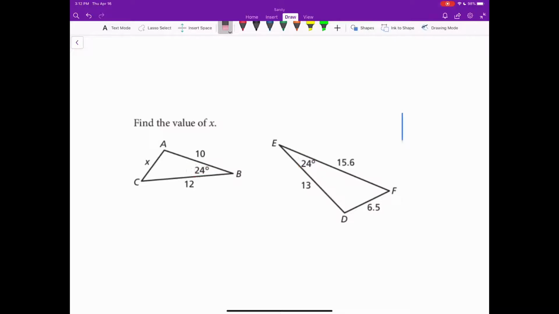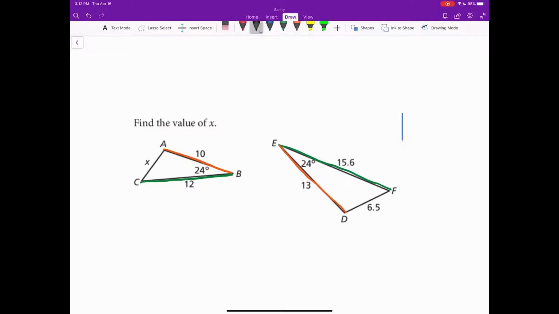So I've got my small side of 10, which I'm going to put in orange, and I have the bigger side of 12, which I'm going to put in green. Over my triangle DEF, I have the bigger side of 15.6 and this other side of 13, which would be the smaller one. If we're just looking at the sides that make up these included angles, right? Because I got to determine if these are in a common proportion.